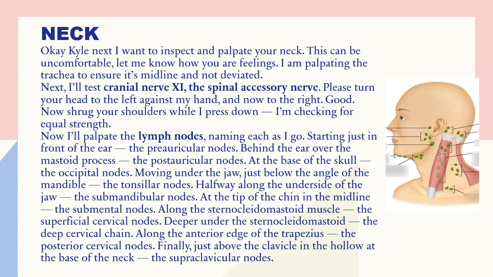At the tip of the chin in the midline, the submental nodes. Along the sternocleidomastoid muscle, the superficial cervical nodes. Deeper under the sternocleidomastoid, the deep cervical chain. Along the anterior edge of the trapezius, the posterior cervical nodes. And finally, just above the clavicle in the hollow at the base of the neck, the supraclavicular nodes.